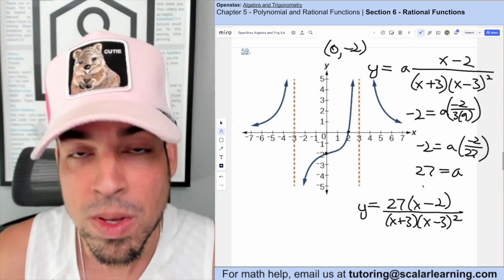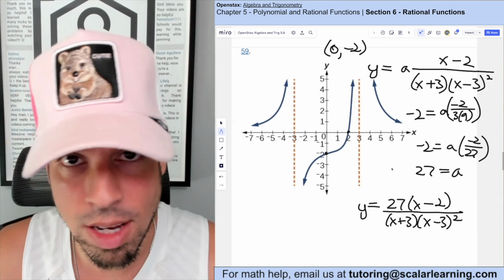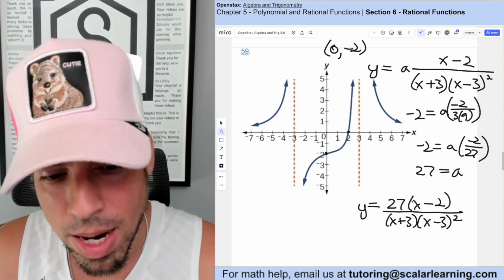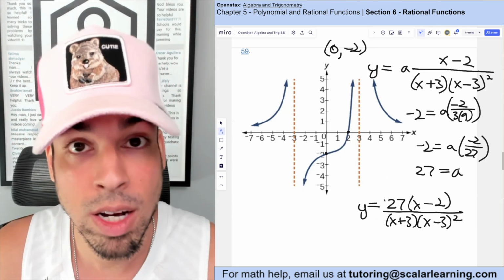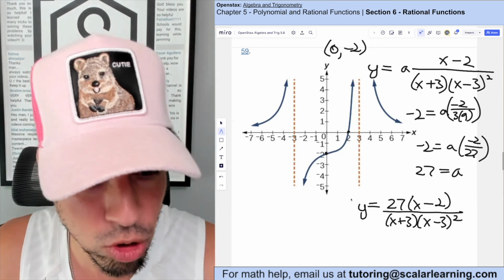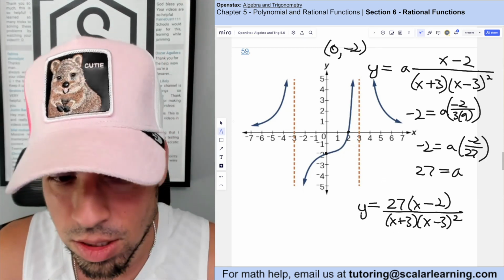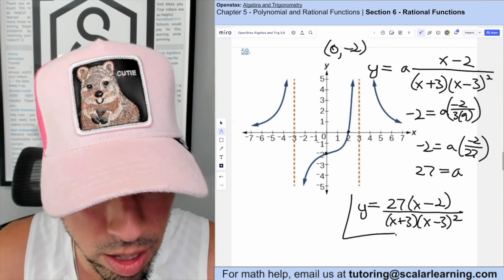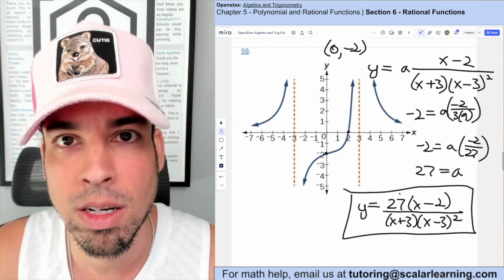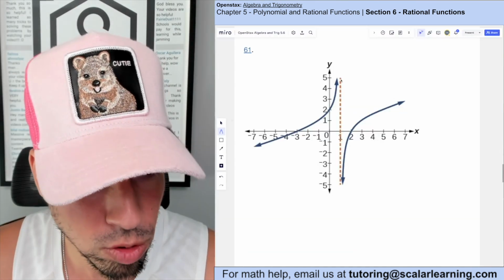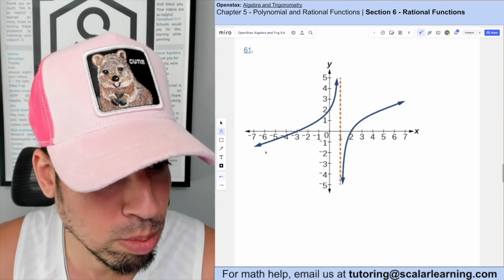And there's your answer. Now, in previous answers, I FOILed this out because that's what they did in the back of the book. Here, the back of the book, they left it like this. So we're not gonna go any further. Again, it's up to your teacher if they want you to FOIL this and simplify this further. But this is a perfectly acceptable answer. Boom, done.